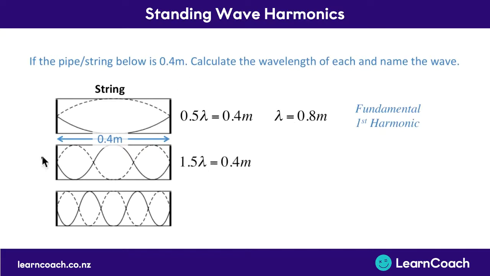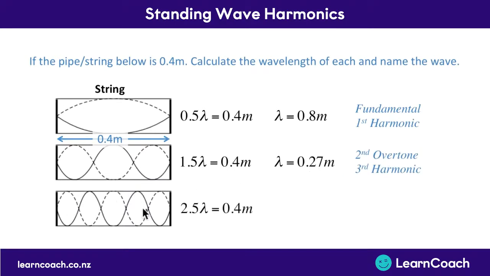fundamental. So 1.5 wavelengths, or 3 halves, gives us 40 centimeters. So we have to divide both sides by 1.5, giving us a wavelength of 0.27 meters. And this is called our second overtone, or our third harmonic.